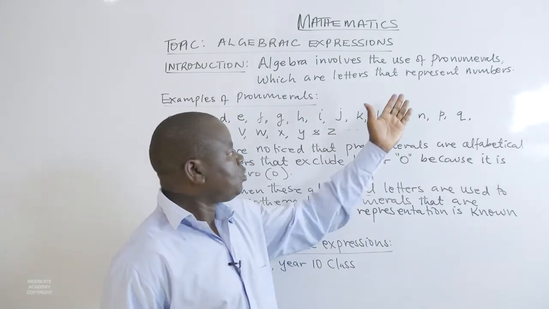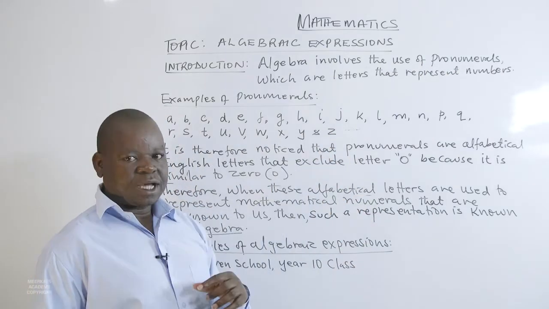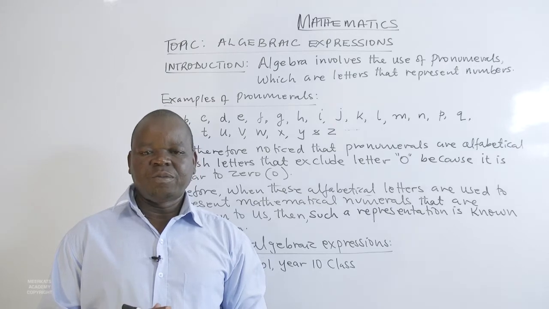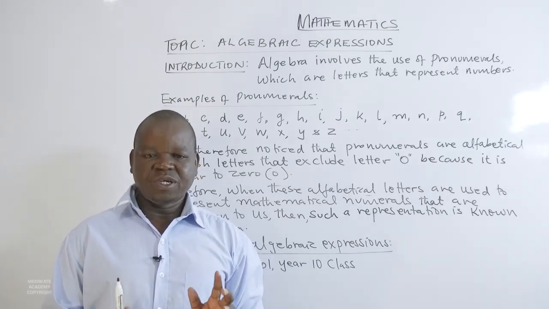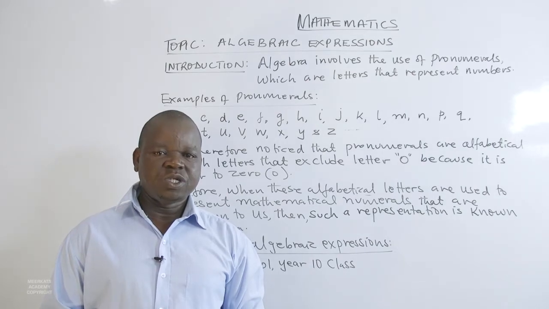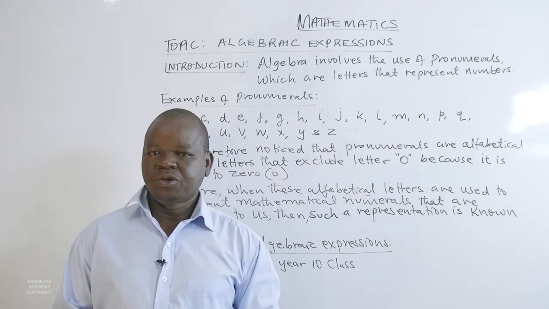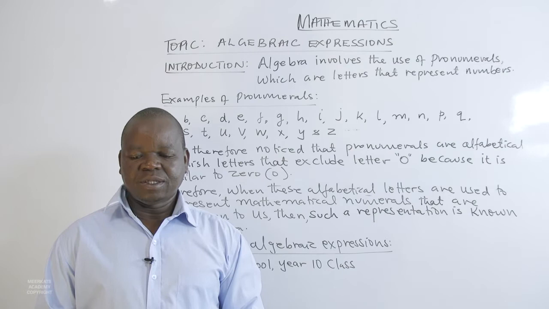When we talk about pronumerals, these are alphabetical letters. They can be English alphabetical letters, or any other alphabetical letters in a given language. And when we use such letters to represent mathematical numerals, we call that algebra.